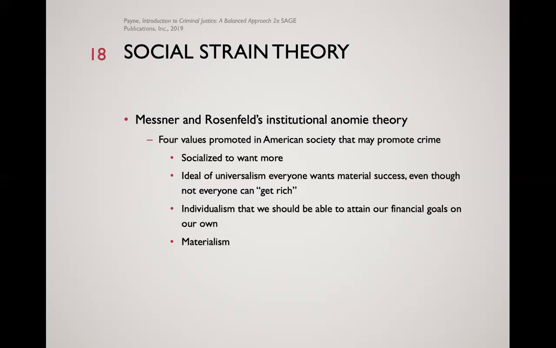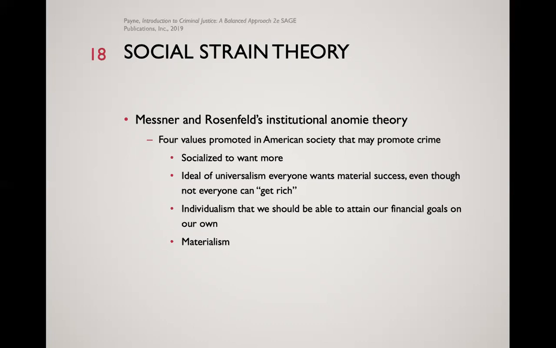The idea of universalism: everyone wants material success, even though not everyone can get rich. So although we always want more, there's only a certain amount of money out there. Some people think they're rich until they look at how much money Jeff Bezos, Donald Trump, for lack of a better example, and Bill Gates and all these other Fortune 500 CEOs have. It makes them feel pretty insignificant when you realize how much money the top 1% has.